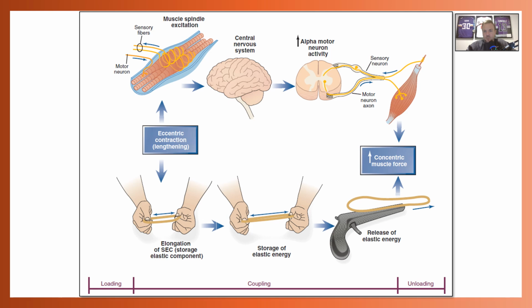How does this look? Well, if I can get my mouse out here, and hopefully you can see my mouse, we start here at the top left, and we have, of course, the muscle spindle is excited. It sends signals back to the central nervous system, recruits a motor neuron to activate the muscle, and that's going to be like this elongation of the storage elastic component, the SEC.